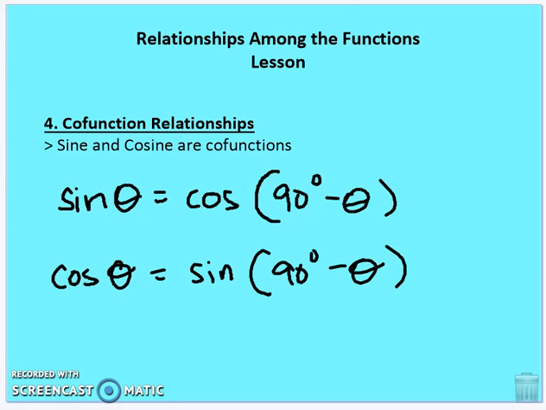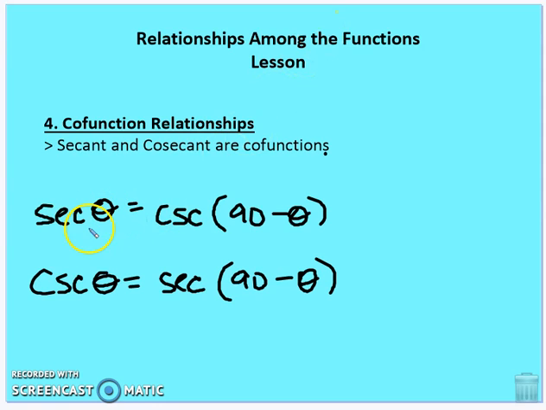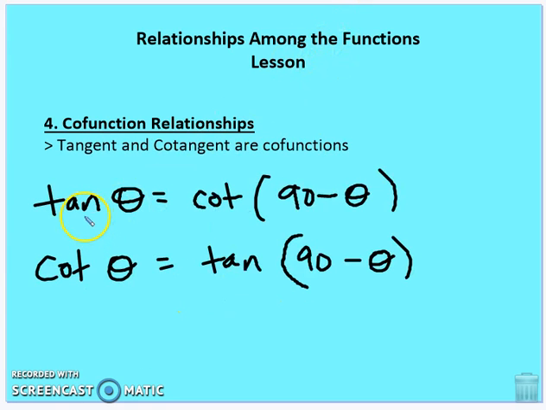All right, so cofunction relationships. We're just going to breeze through this real quickly. Sine theta is equal to cosine of 90 minus theta. Cosine theta is equal to sine of 90 minus theta. Secant and cosecant are cofunction relationships. Cosecant of 90 minus theta is equal to secant theta, and cosecant theta is equal to secant of 90 minus theta. And then same with tangent theta. Tangent theta is equal to cotangent of 90 minus theta, and cotangent theta is equal to tangent of 90 minus theta.